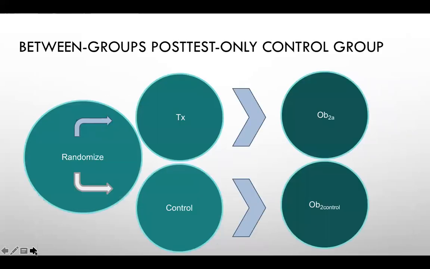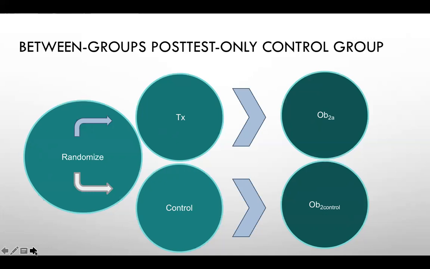So this is a simple between groups post-test only design with one control group. You start with a population, a sample out of a population, and they are randomly assigned to their treatment group or control group. After they're randomly assigned, the treatment group is given the treatment, and then they are observed via the post-test to see how treatment affected them. The control group is given nothing, and then they're given the post-test.